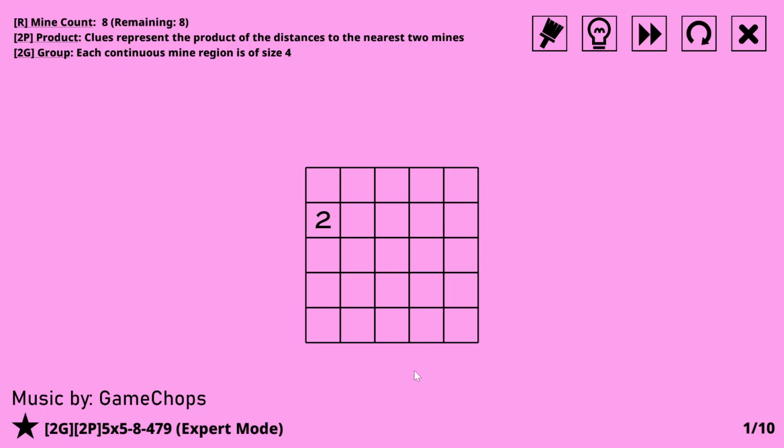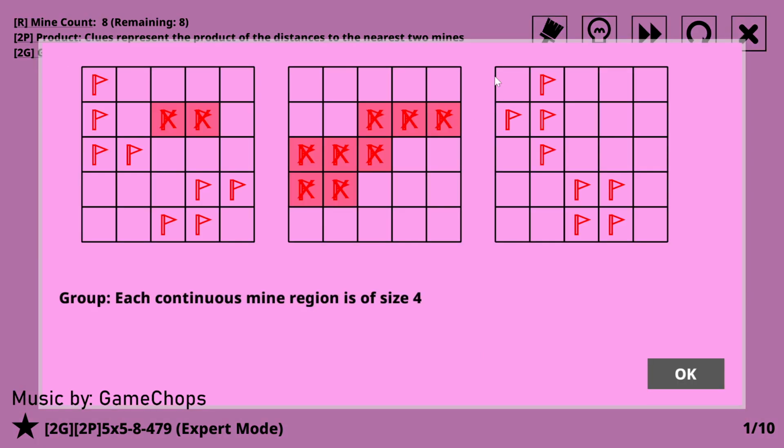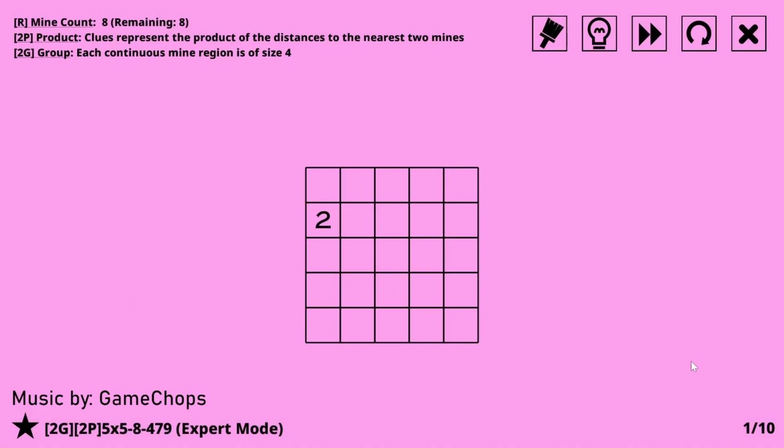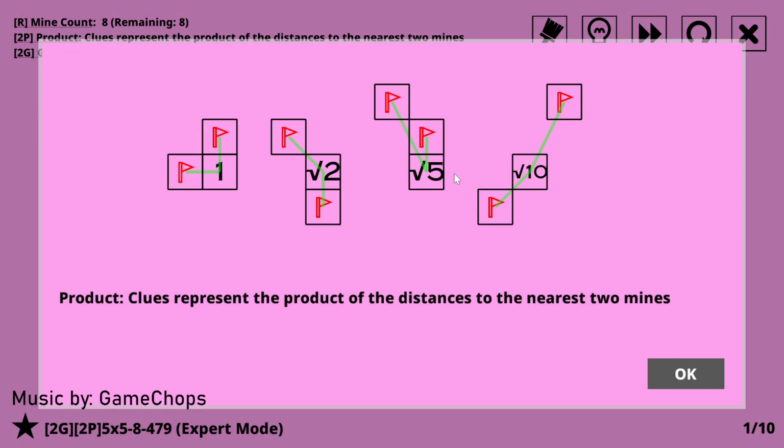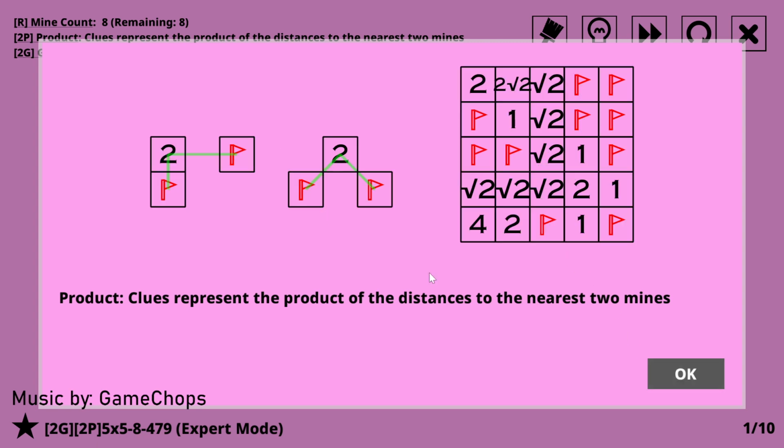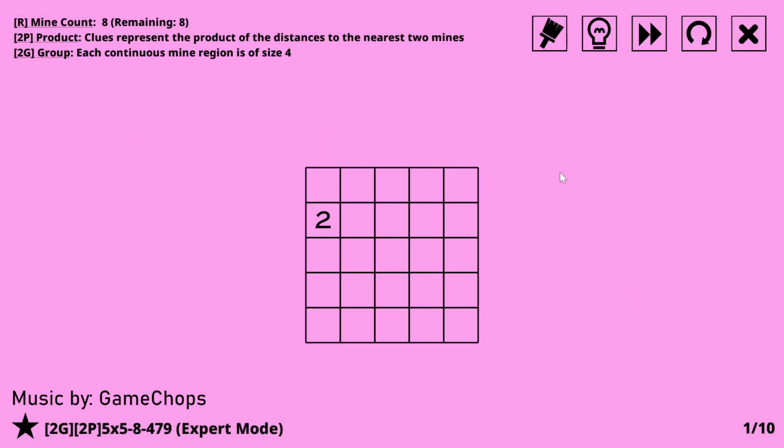Product and group. Oh no. Alright, so product is the special one here. Group means every mine has a region of size 4, basically, which is simple enough to understand. But product is the hard one. Product refers to the product of the distances of the 2 closest mines to it. So this mine, for example, has a distance of root 5 away because of the Pythagorean theorem. This is a distance of 1 away because it's 1 cell away, so the product will be root 5. And yeah, that's how it works.